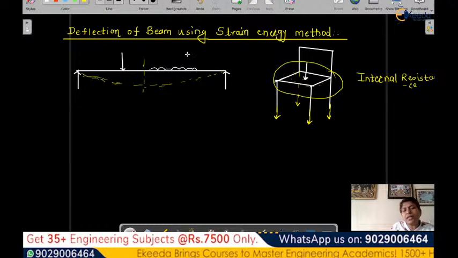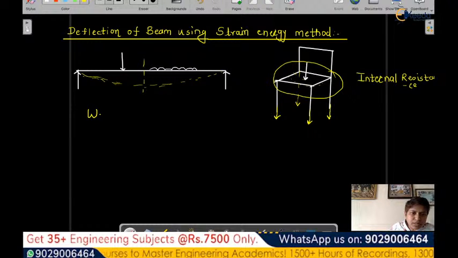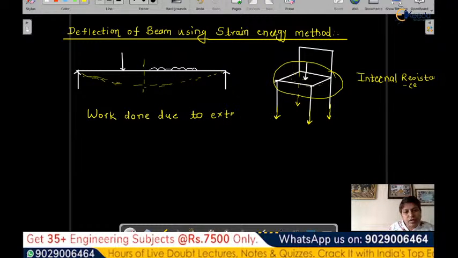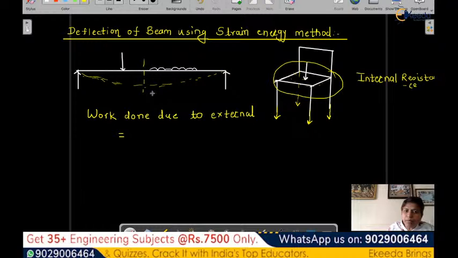Whenever an external load is acting on a beam, there is a term called work done. We call that there is some work done over there. And when work is done due to the external load, this should be equal to the internal resistance, because of this external load there is some internal resistance because of the straining of material.